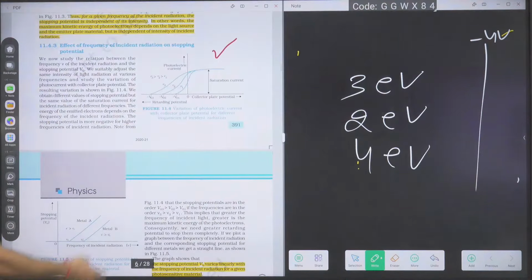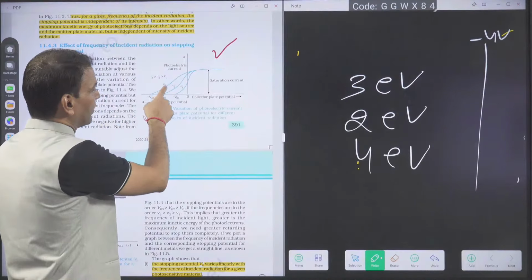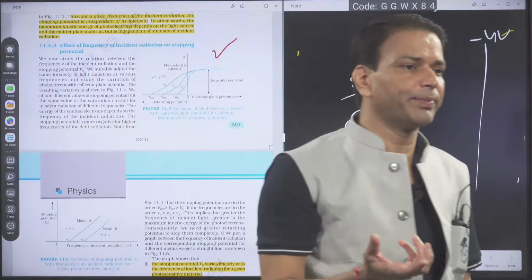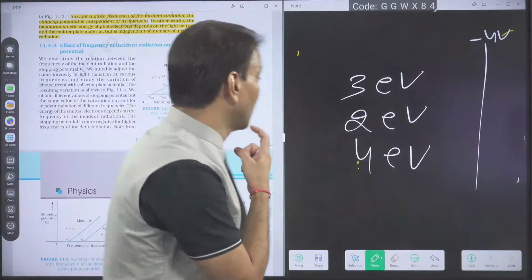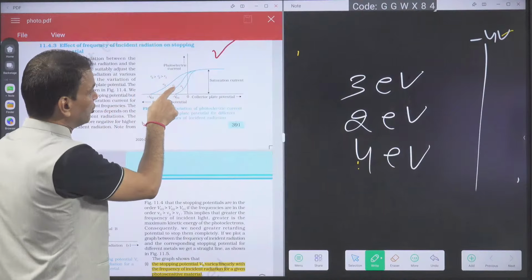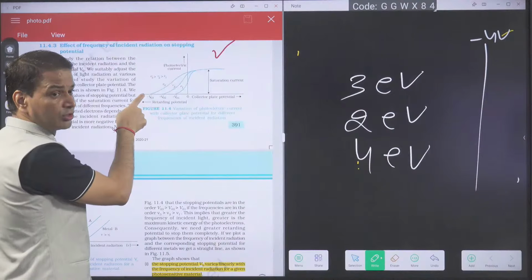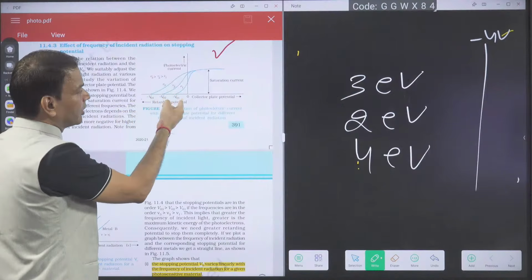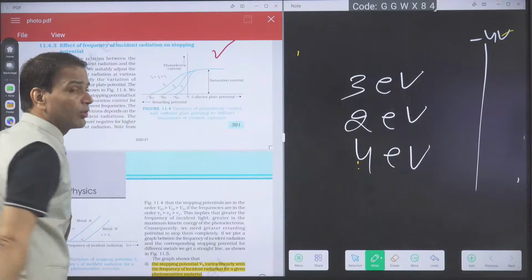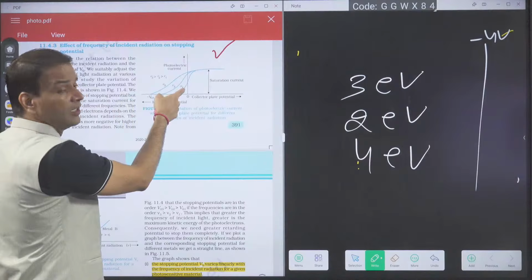Now here you can see also this graph. In this graph, what they are showing is, when frequency is more, maximum kinetic energy is more, and the stopping potential will be more negative. This graph is plotted for different frequencies, nu3, nu2, nu1. For nu3, we require more negative potential to stop; for nu2 lesser, for nu1 lesser. So I can say which frequency is maximum in this graph: nu3 more than nu2 more than nu1.